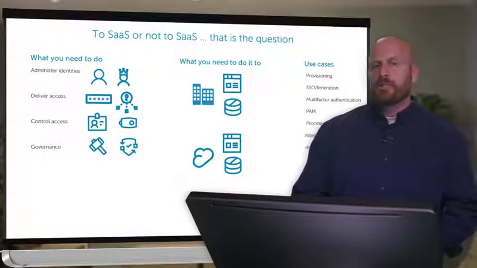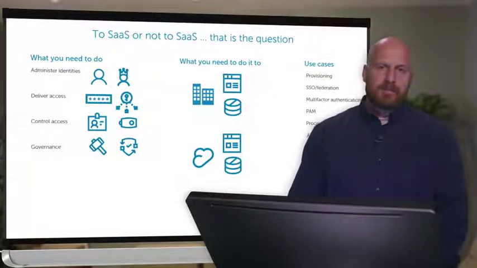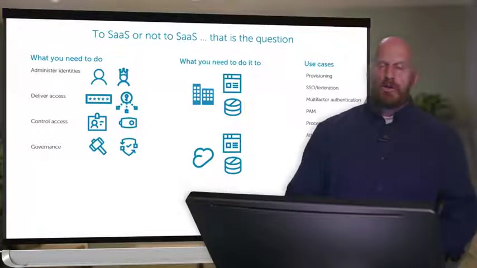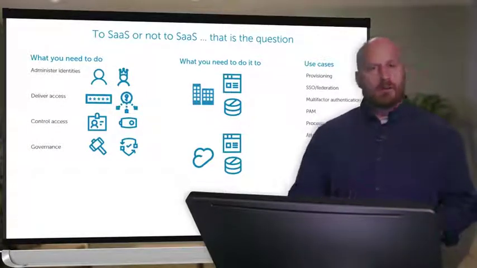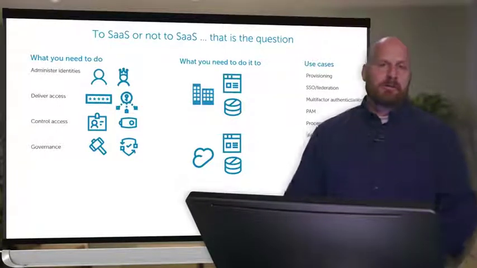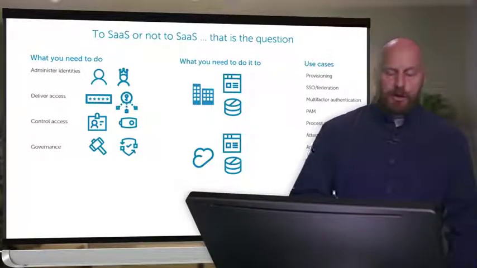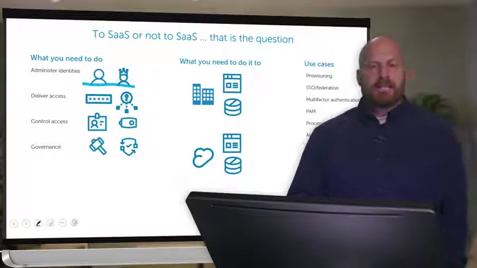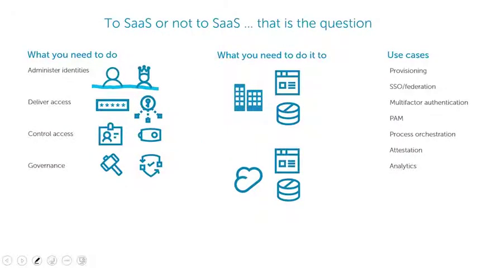You've got a number of things that you have to do from an identity and access management standpoint, and whether you do that with on-prem software, with manual processes, or with a software as a service software, it doesn't matter. These things have to happen. The first is you need to administer identities. You need to be able to set up accounts for people so they can access stuff, give them the things they need to log on.